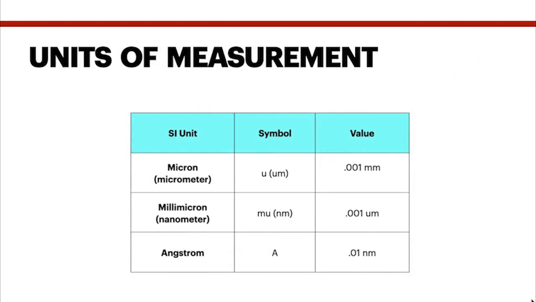Microscopic units are used to describe the sizes of objects seen under the microscope. The first two units, micron and millimicron, are used for the light microscope. Angstrom is the unit of measurement used for the electron microscope.